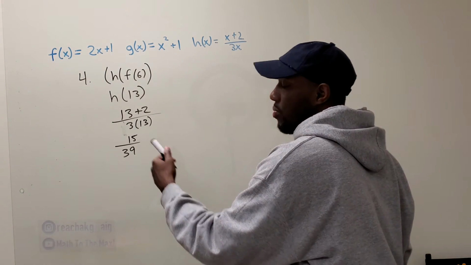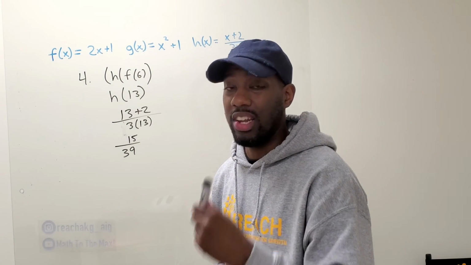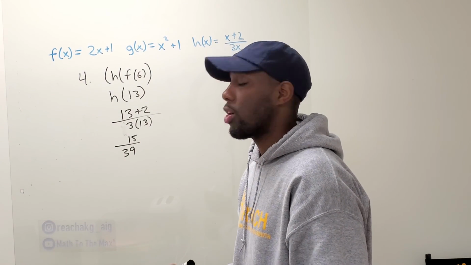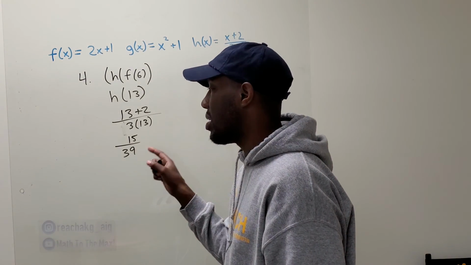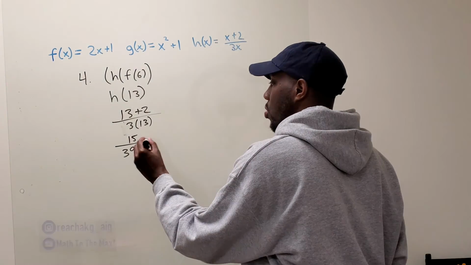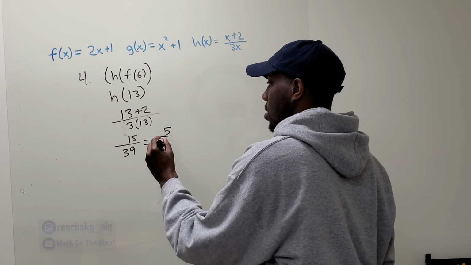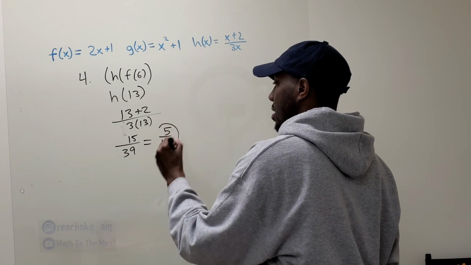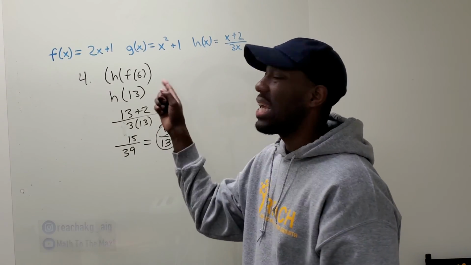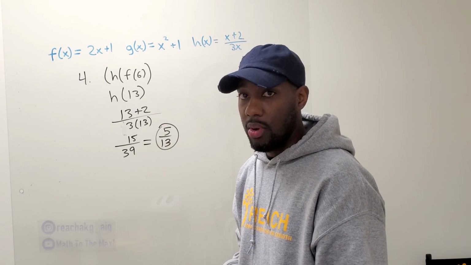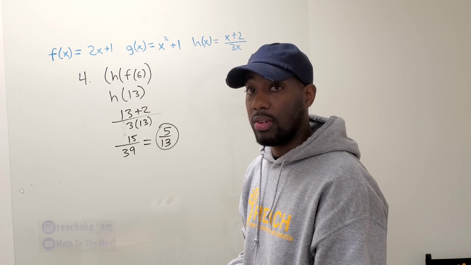But remember how you simplify a fraction: you ask yourself, what's the greatest common factor that can go into both 15 and 39? It will be 3. 3 can go into 15 five times. 3 can go into 39 thirteen times. Final answer. If you plug in a number, you get out a number. Plug in an x, you get out a function.